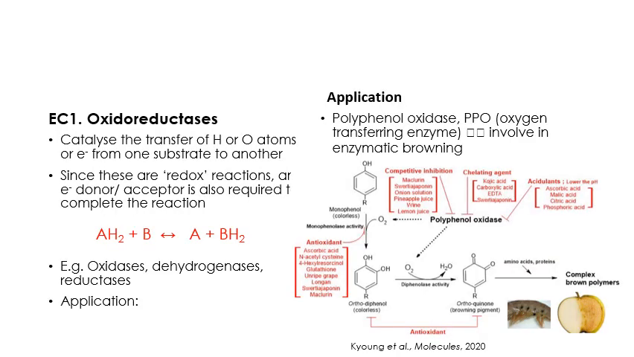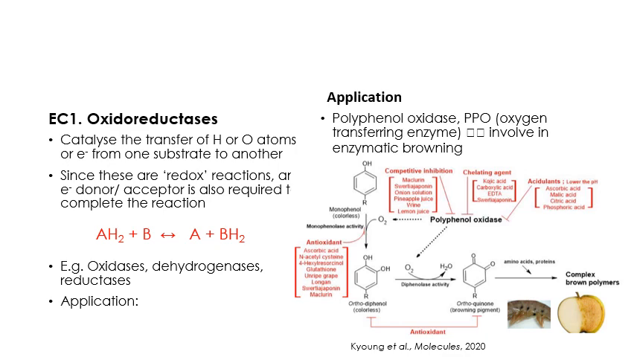Enzymes that belong to the oxidoreductase category. This is to show you another example where the enzymatic reaction is unfavorable. These oxidoreductases can catalyze the transfer of hydrogen or oxygen atoms or even electrons from one substrate to another. Since these are redox reactions, an electron donor or acceptor is also required to complete the reaction.